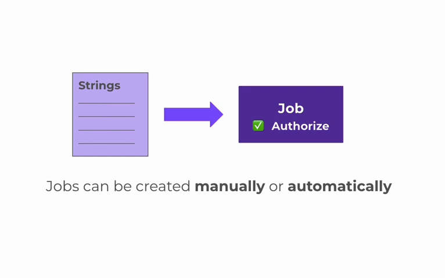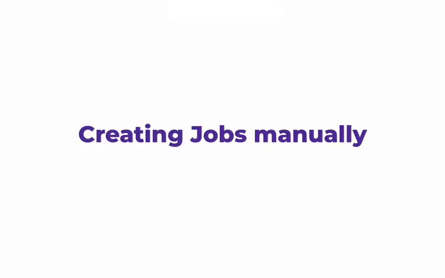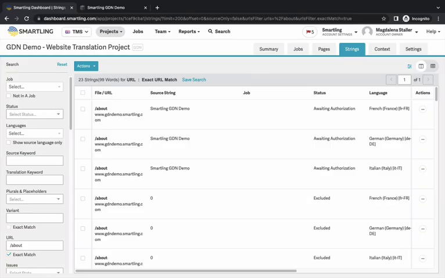There are two ways of doing this. The strings can be put into a translation job manually, or a job's automation rule can be used to create translation jobs automatically in regular intervals. To manually create a translation job, we would recommend using the Strings view, since it allows you to check the content before putting it into a job.